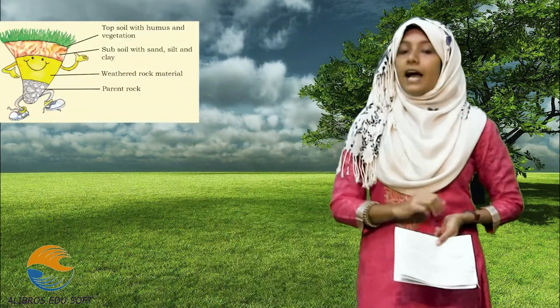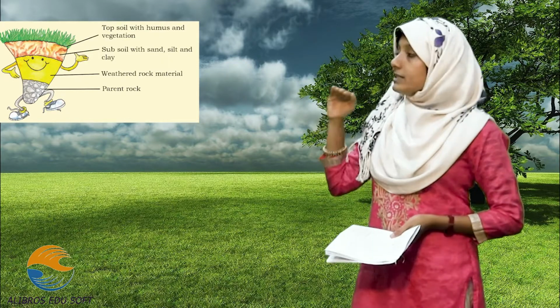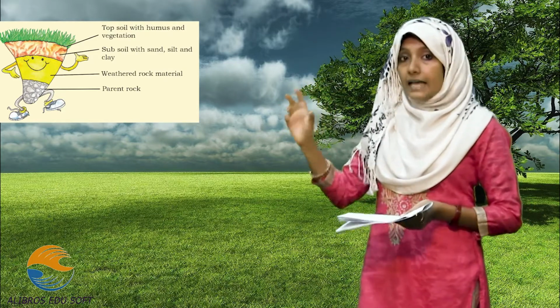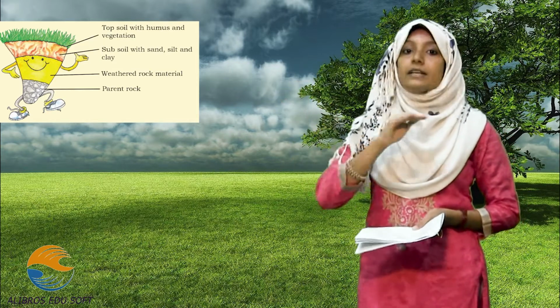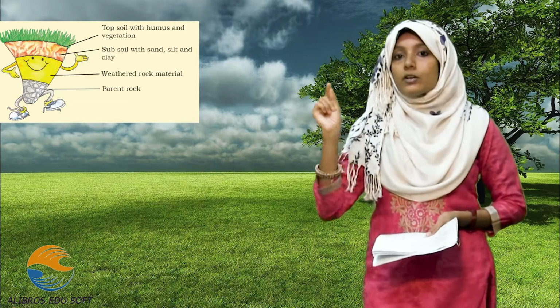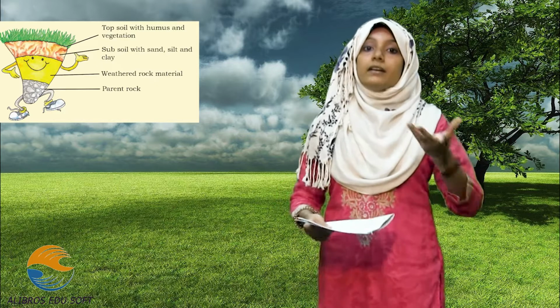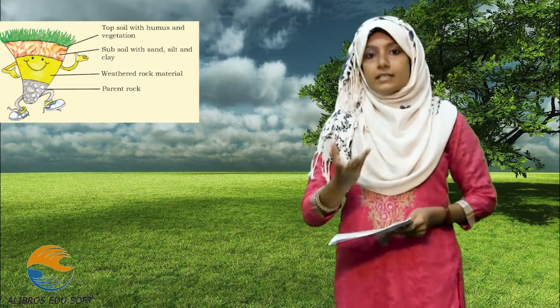In this picture, I am going to show you a soil profile. The bottom area is the parent rock layer, and just above the parent rock layer, the weathered rock region is situated, and above the weathered rock region, subsoil with sand, silt and clay. And above that layer, there exist the small grains of soil, and in that top layer, vegetation. We plant trees, plants, etc. in that top layer.